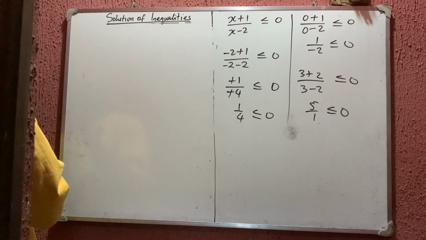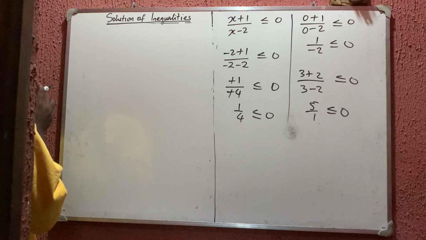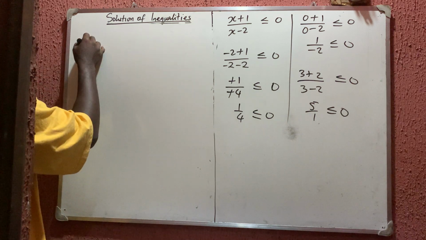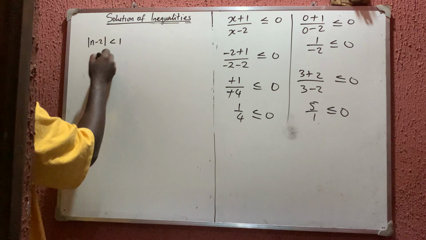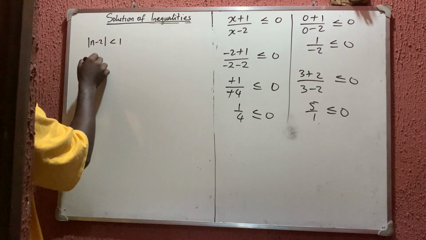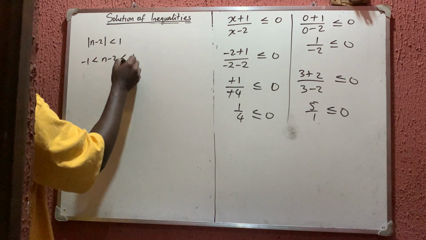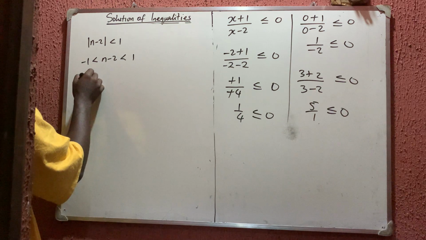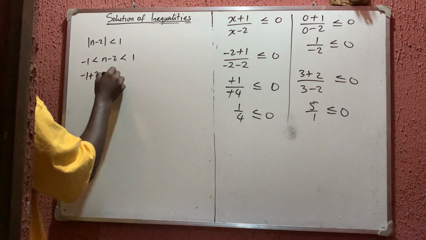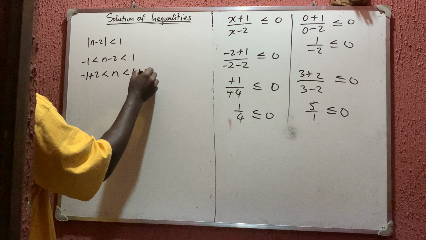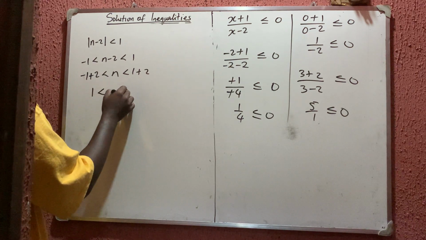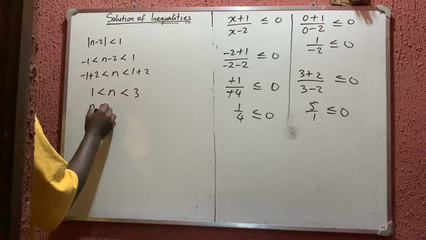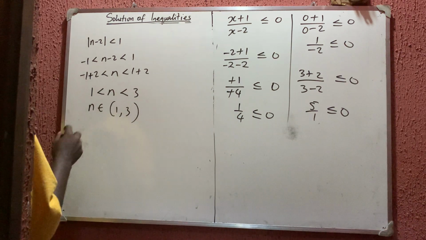Okay, sorry. In that question number 145, they gave |n - 2| < 1, which we got as -1 < n - 2 < 1. So I'm having -1 + 2 < n < 1 + 2, so 1 < n < 3, where n is an element of (1, 3), right? So that's what we got.